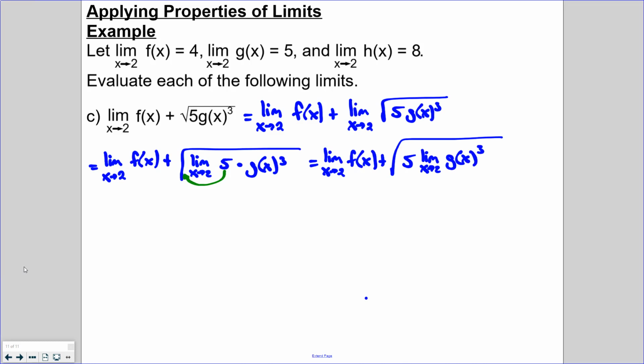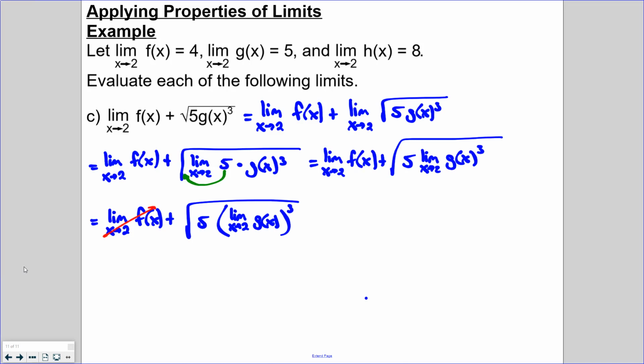And then finally, we just have to deal with that cubed part of the g of x. So we can continue, coming in with the limit as x approaches 2 of f of x plus the square root of 5 times the quantity limit as x approaches 2 of g of x, cubed. And now that we have the f of x and the g of x isolated with the limits, we can go ahead and do the substitution. We know the limit of f of x is going to be 4. We know the limit of g of x is going to be 5.